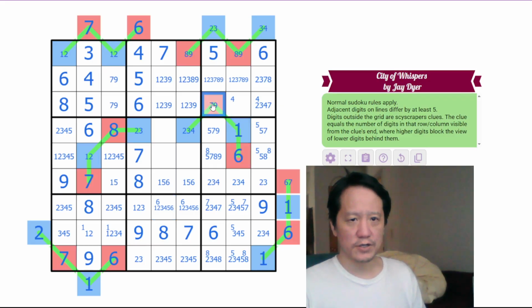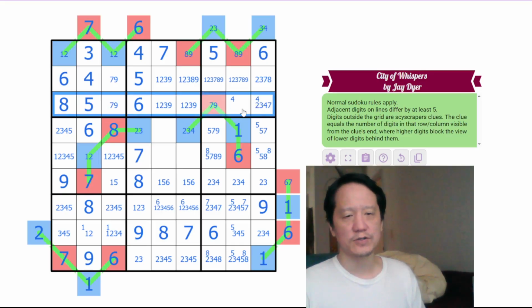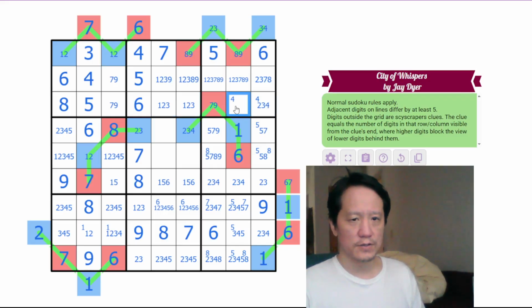6 here, 1 here. This is 7, 9. 7, 9 as a pair. We eliminate 7, 9 in rest of row 3. So this can't be 9. This can't be 7. This can't be 1, so that's 2, 3, or 4. We're guaranteed a 1 in row 3 in one of these two cells, which eliminates 1 in the rest of the box.